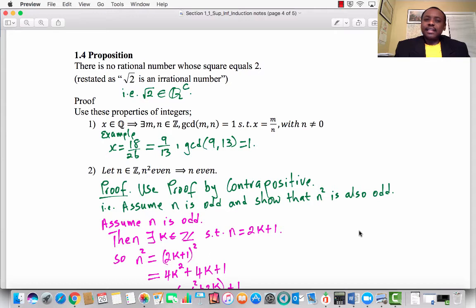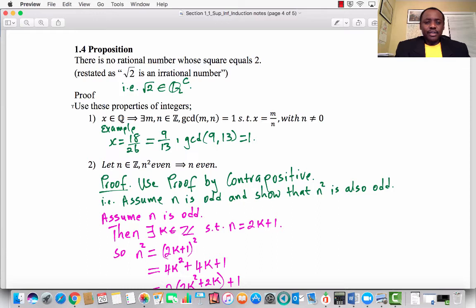Beautiful. Next, we would look at proposition 1.4. It simply says, there is no rational number whose square equals 2. Or, to put it simply, the square root of 2 is an irrational number. The proof technique we would use here could be used to prove that the square root of 3, the square root of 5, or in general, the square root of a prime number p is irrational.